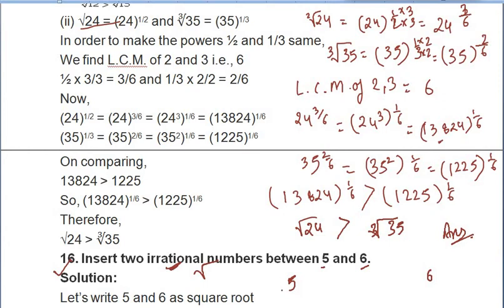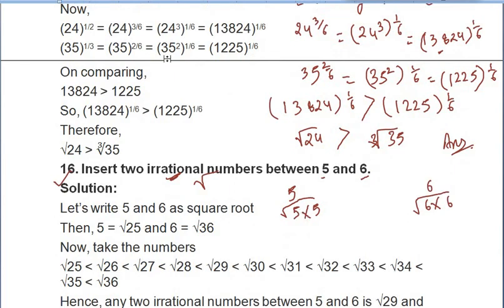So here what I will do, 5 I can write as under root 5 into 5, and 6 I can write as under root 6 into 6. Under root 6 into 6 means 6 only, and under root 5 into 5 means 5 only. We are doing this to find the irrational number. This means under root 25 and this means under root 36.